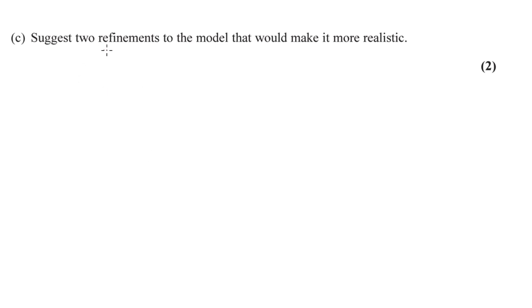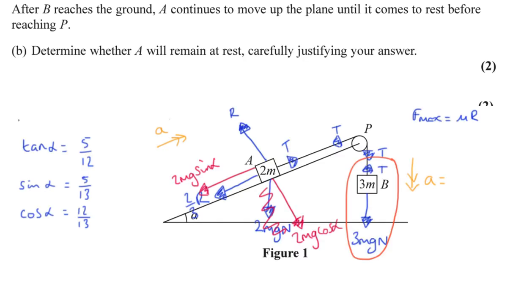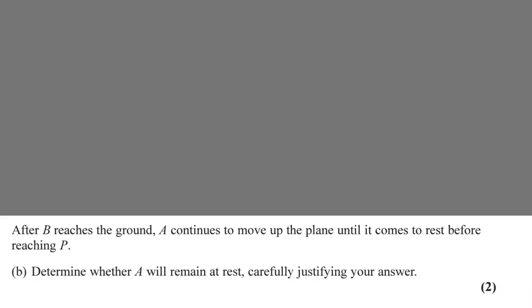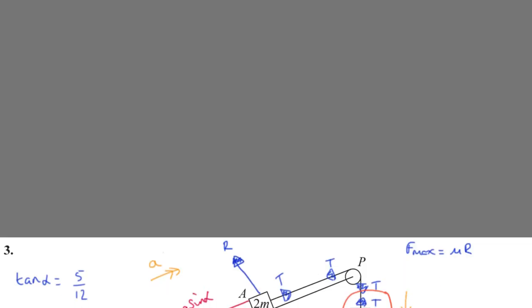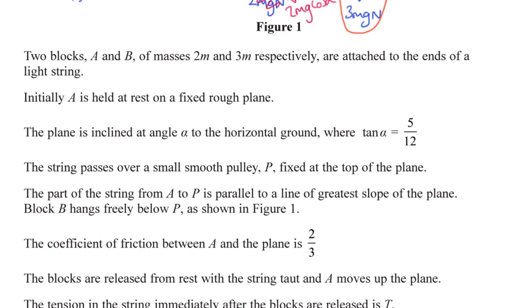Okay, part C wants 2 refinements to the model that will make it more realistic. There's loads of different things you could say here. The best thing to do on these types of questions is go back to the question and see what extra information they gave you, or what kind of limitations they put on it themselves. So we've got the fact that it was a light string. So that's one. Let's make the string not light.